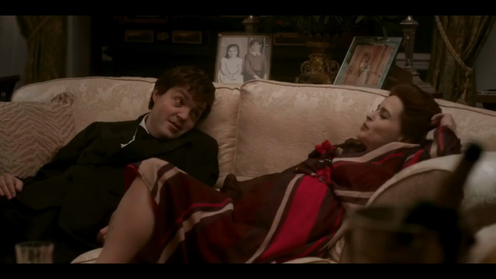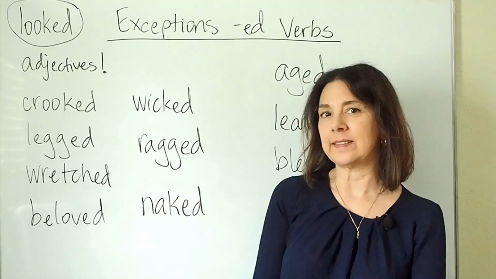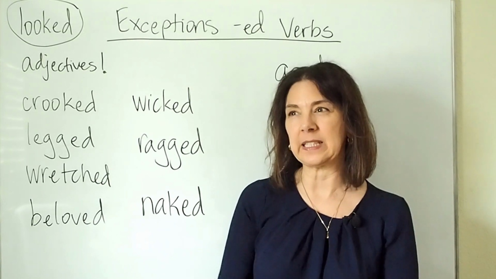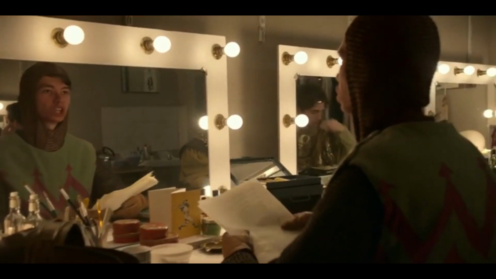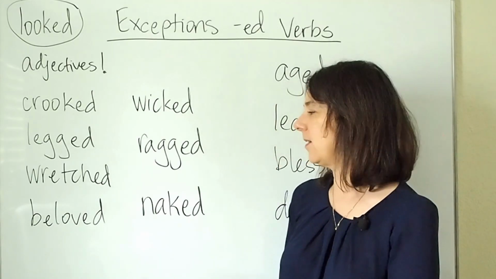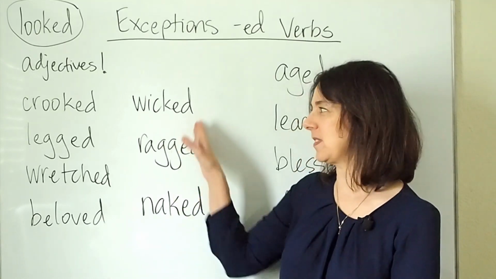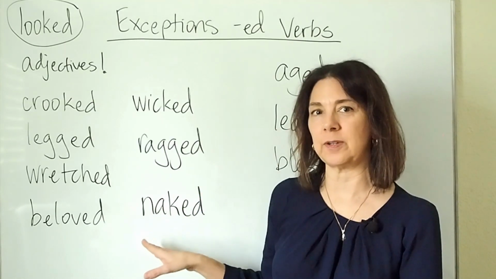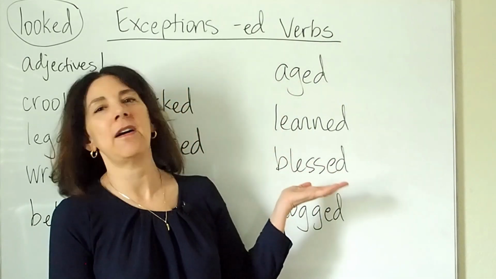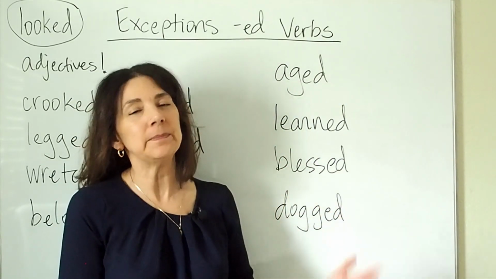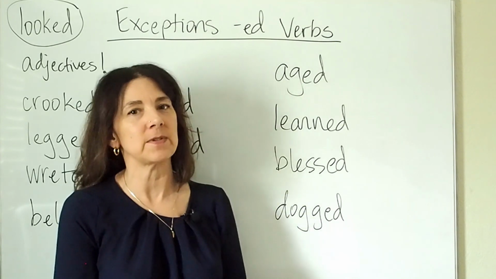Wicked. Ragged, something that's old, falling apart. Ragged. Round the ragged rocks the ragged rascal ran. And finally, naked. Now notice that these are adjectives. There is no verb form for these. And then the last ones I'm going to show you are much less common, but you can hear them sometimes.